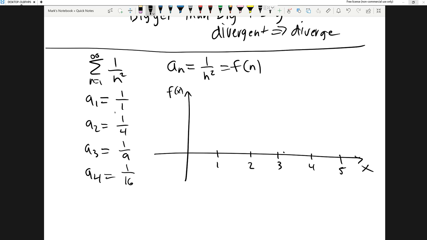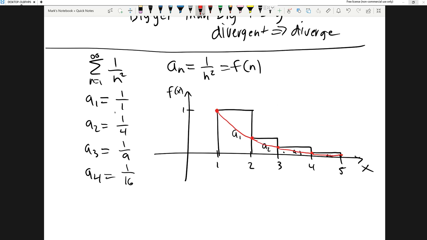So for our first rectangle, we'll draw a rectangle with height 1 and width 1. Our next rectangle will have height 1/4, and the one after that will have height 1/9, and then 1/16, and so on. And so notice that's representing A1, A2, A3, and A4. And we could continue that indefinitely. And if we wanted to find a function, we could draw a curve through here that crosses the top left corners of each of those.